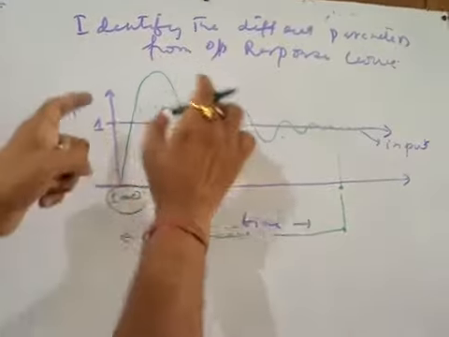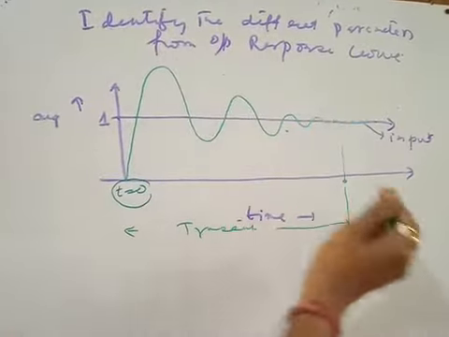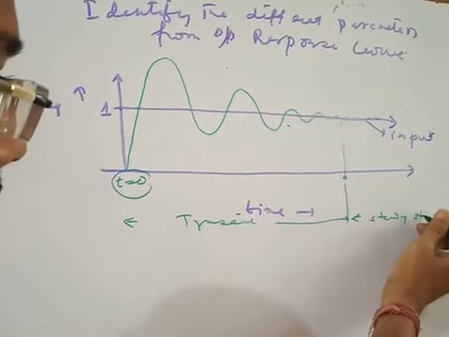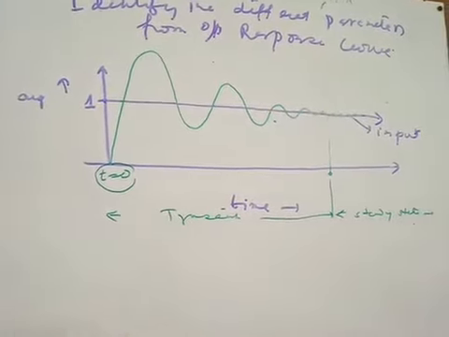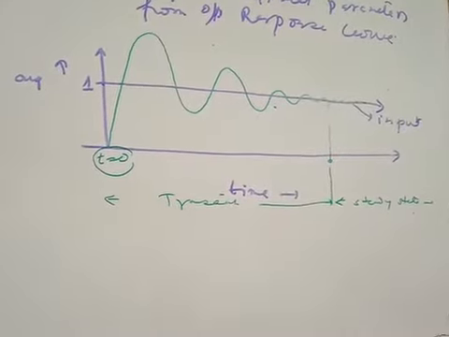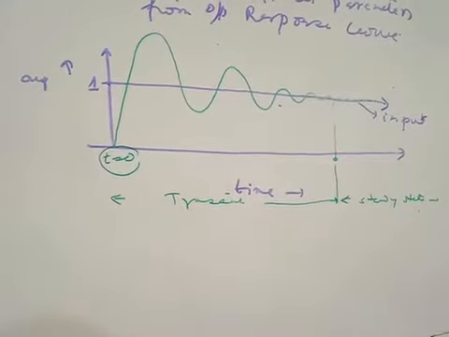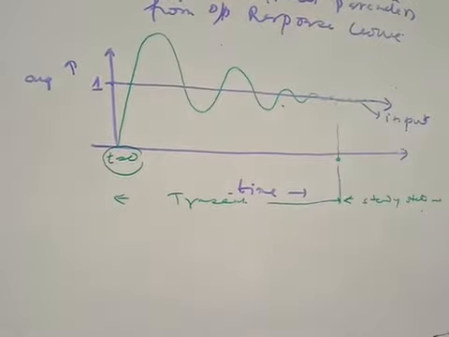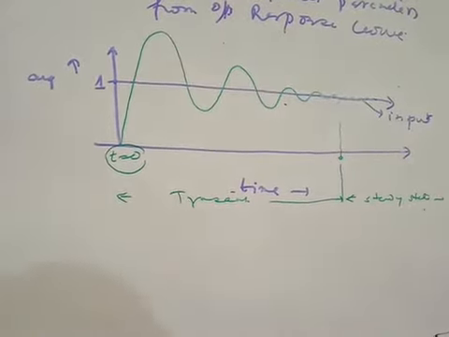Here is the oscillation part, and there is your steady state, where the oscillation is almost not there, or very small, which can be taken to be steady state. Now what are the defined parameters? This is your oscillatory behavior.